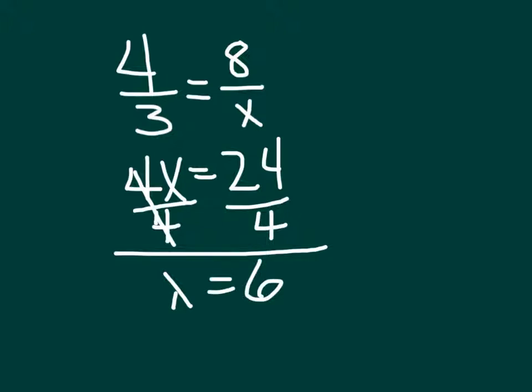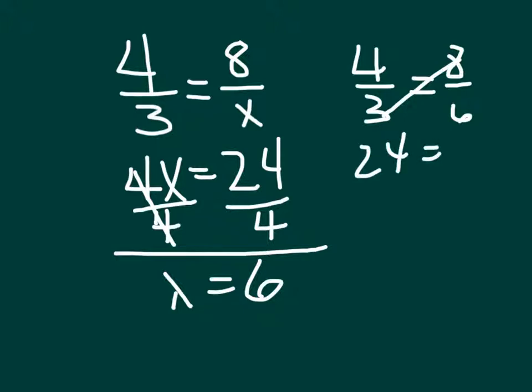The way that you verify that you've got the correct answer is you go 4 over 3 equals 8 over 6. You do your cross products and you go 3 times 8 is 24, and 4 times 6 is 24, which means that you've done the right thing.